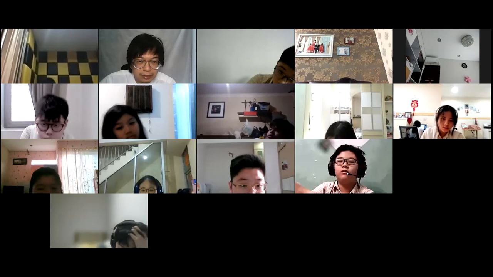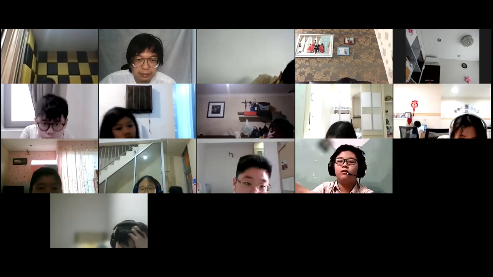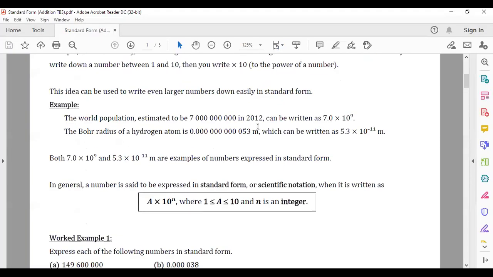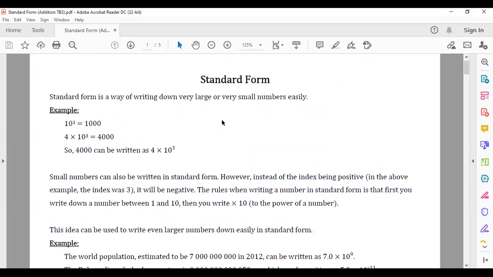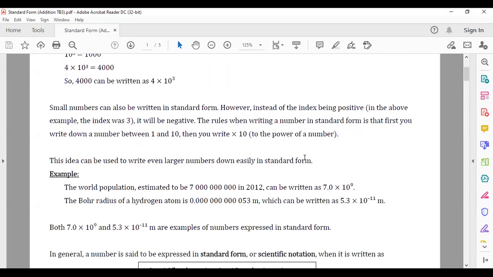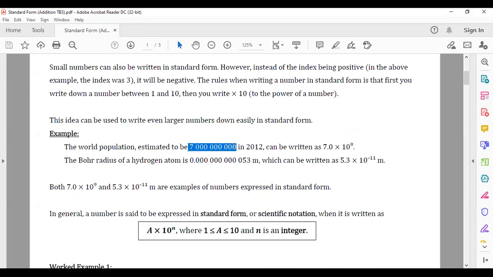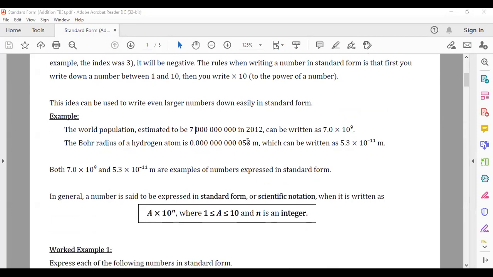Look at this PDF. This is the harder version. Try 7 billion. 7 billion in 2012. Now it's already 8 billion population, or maybe 9 billion. You can write it as 7.0 or 7, times 10 to the power of how many times you move forward. And for this one, 5.3, go backwards by how many times?